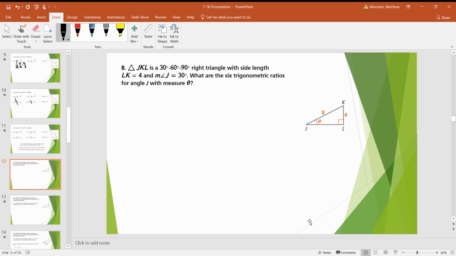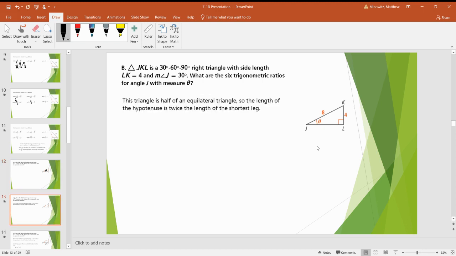Now, this triangle is not a 45, 45, 90 triangle. They're telling us it's a 30, 60, 90 triangle. And it's telling us the measure of angle J is 30 degrees. So this right here is actually half of an equilateral triangle. If I drew another triangle below this, you'd see an equilateral triangle. Okay, so we got to find the 6 trigonometric ratios, and we're going to do that, okay, by using Pythagorean theorem.